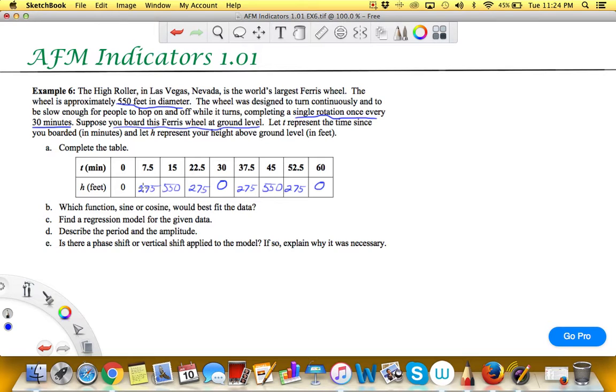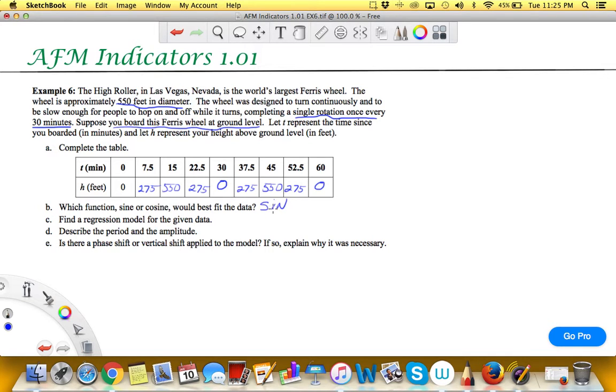Now let's do something else. In this case it says, which function, sine or cosine, would best fit the data. I'm going to say that the sine function would fit the data best. Why? Because for the sine function, when x is equal to 0, the initial value, the sine function equals 0, versus the cosine function, where when x is equal to 0, the height is at 1. So we know we want to go with the sine function for part B.